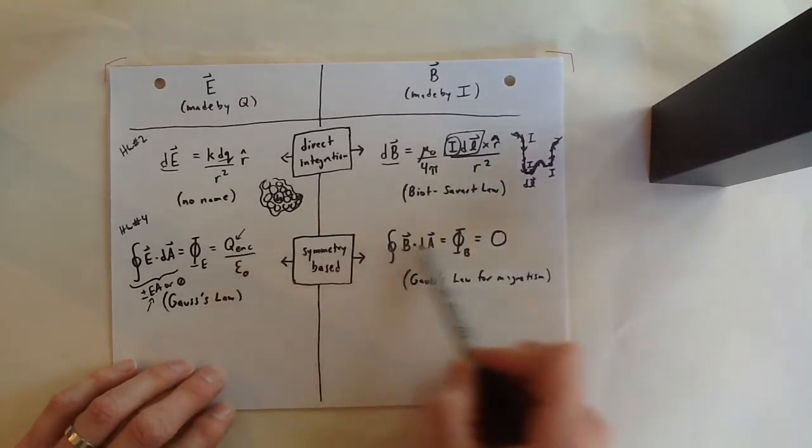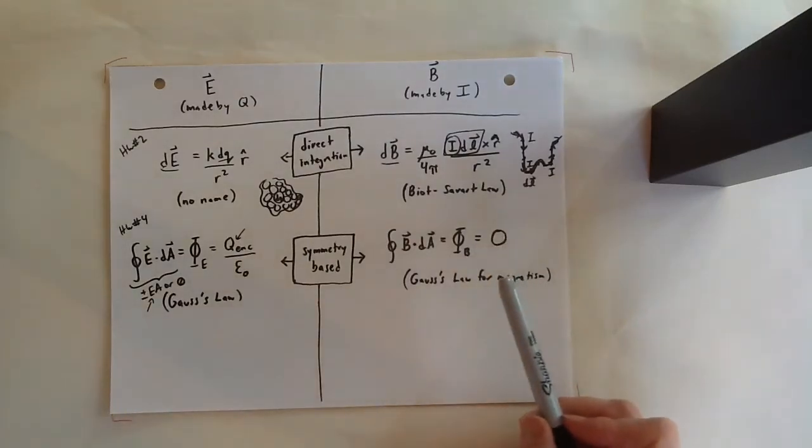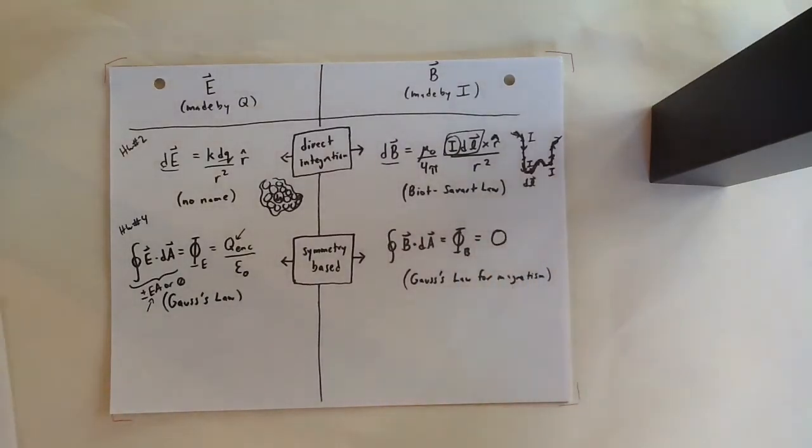Over here it's Q enclosed, but this is always 0. So that's why Gauss's law for magnetism, even though it does exist, is kind of a useless law. Here's why.